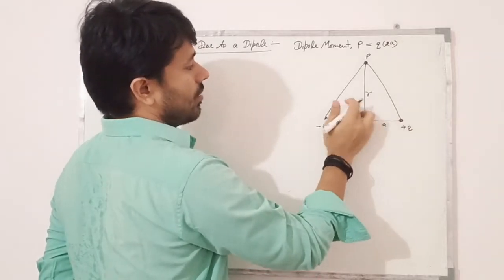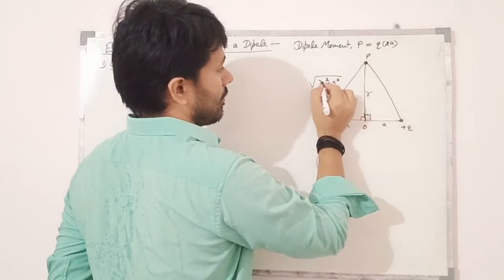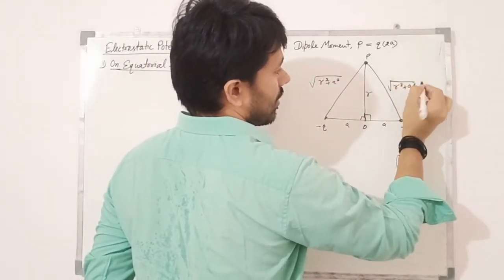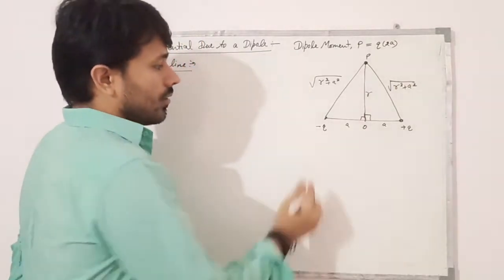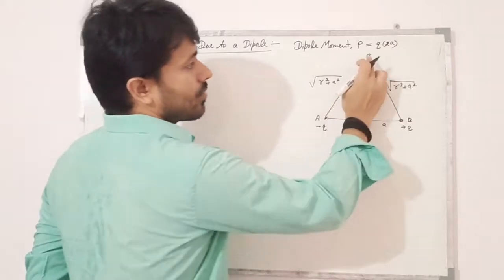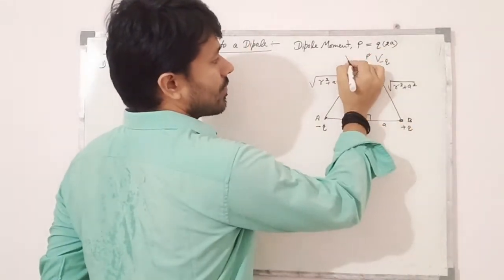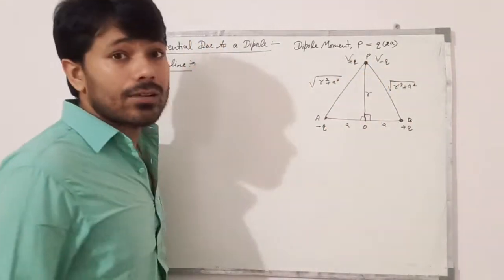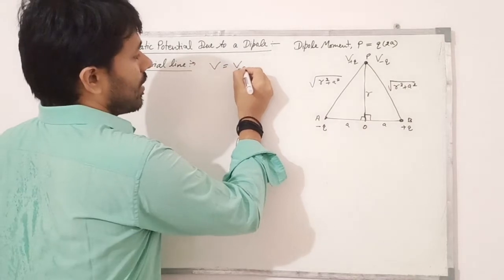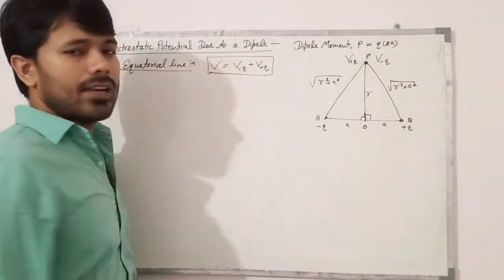So by Pythagoras, this distance is under root R square plus A square, and this is also under root R square plus A square. Call them point A and point B. Due to the negative charge, the potential at P is V minus Q, and due to the positive charge, V plus Q. We know that potential is a scalar quantity, so the net potential is V minus Q plus V plus Q. Simple, we directly add.